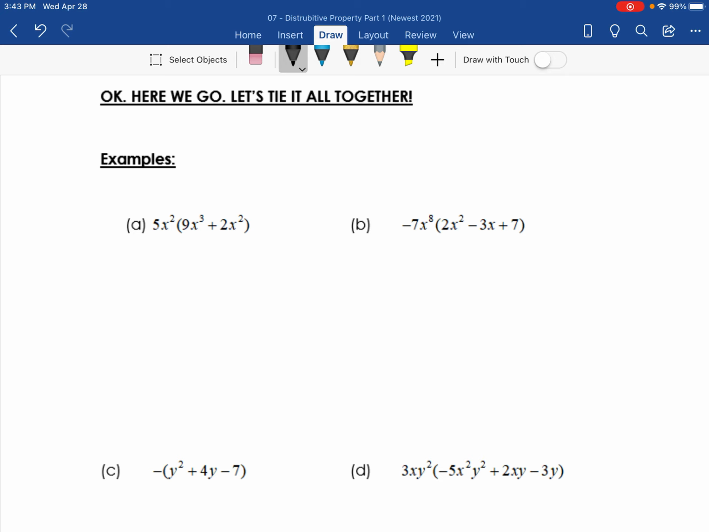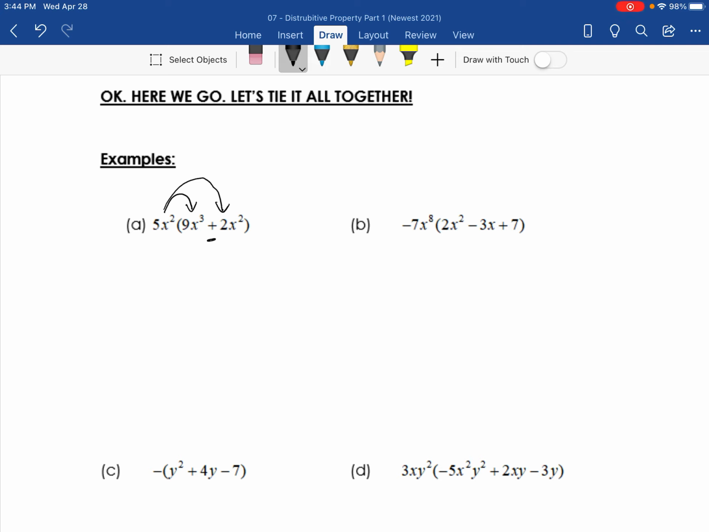This first example has 5x squared in front of a polynomial. There's multiple terms in there. There's an addition in there. And when there's addition or subtraction in there, that's when we do the distribution. So we multiply by each term in the brackets.